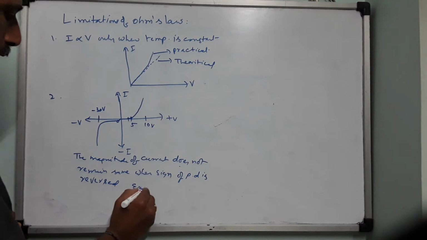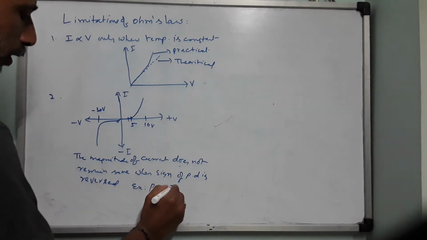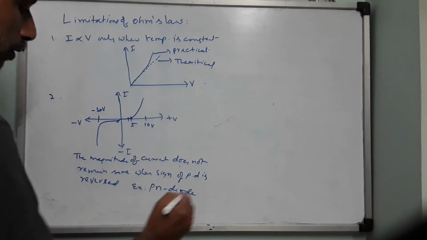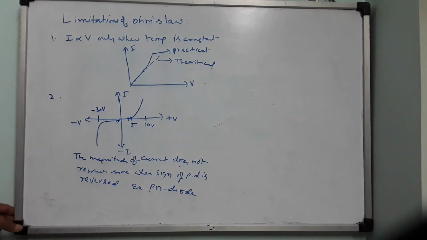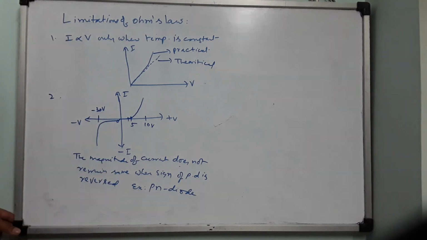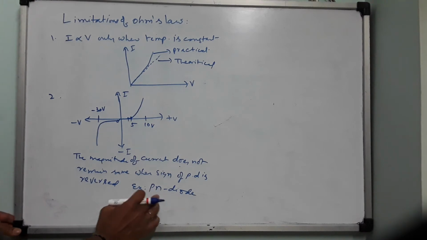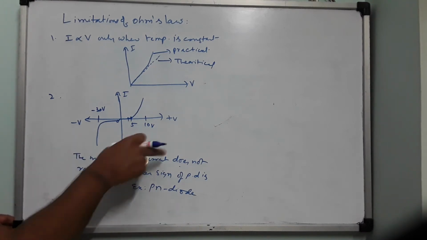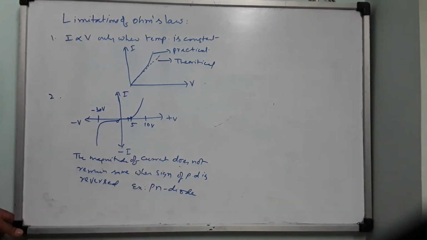Example: a p-n diode. You might already have studied semiconductors in chemistry, p-type semiconductor and n-type semiconductor. When these two are combined, you get a new device called a p-n diode. So a p-n diode does not obey Ohm's law. As such, no semiconductor obeys Ohm's law. Still, the relation V equals IR is valid.